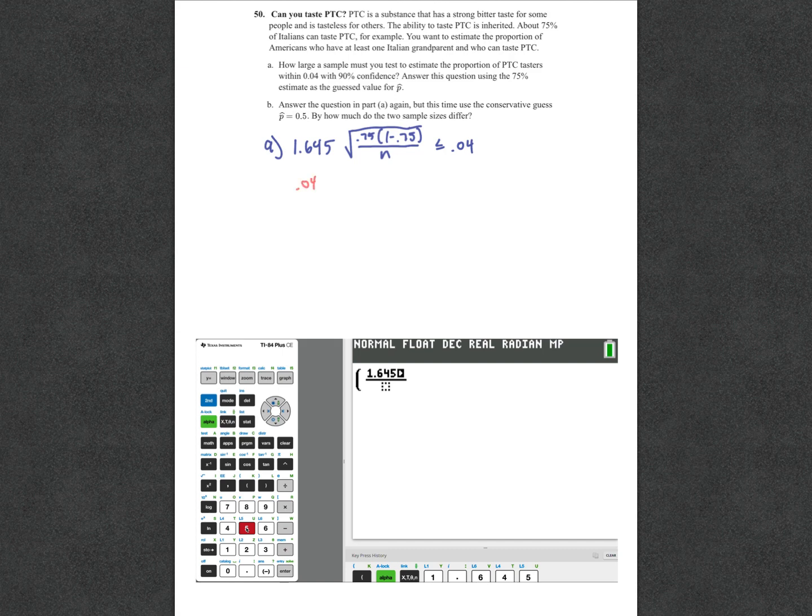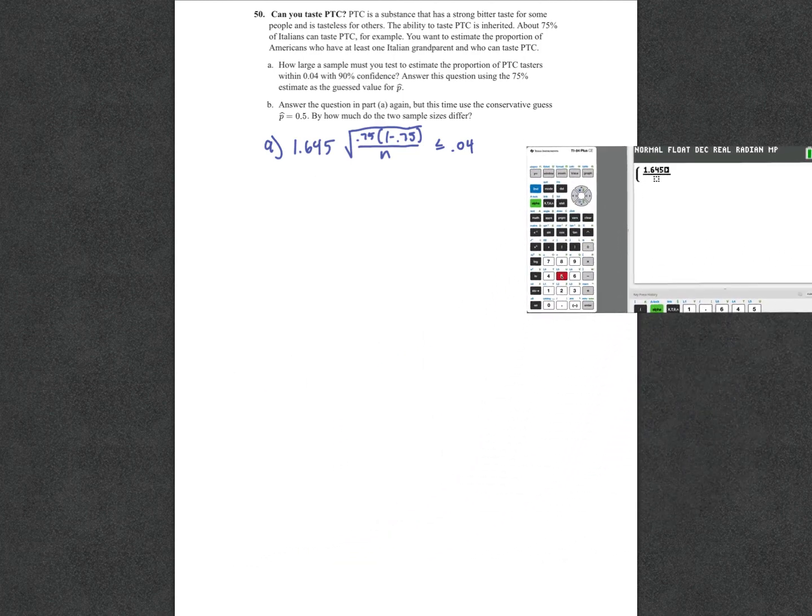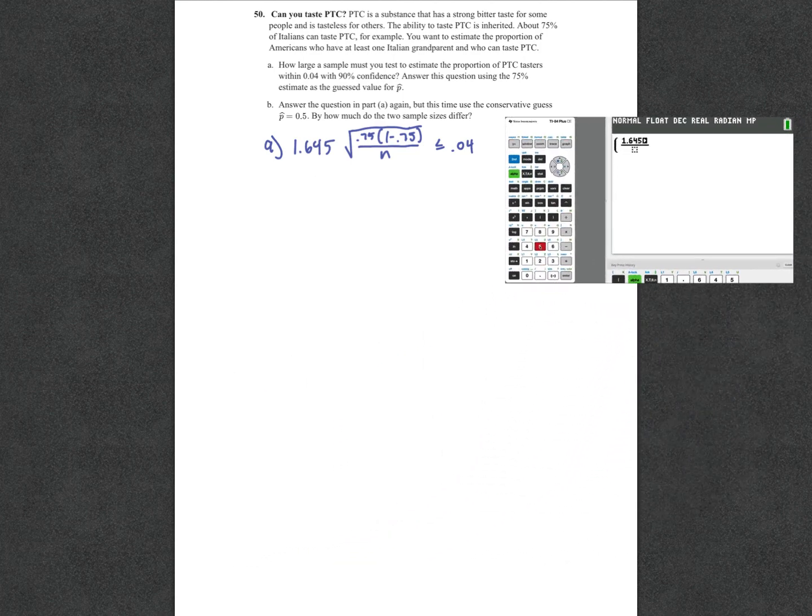Do 0.04 divided by 1.645. Okay, that's just kind of dividing both sides by this. And then now we'll square both sides, and that'll get rid of that square root. Actually, I'm sorry. Here, what's the best way to do this? There's like not that much room. Hold on. Let me do this a different way. Move this over here and give myself more room.